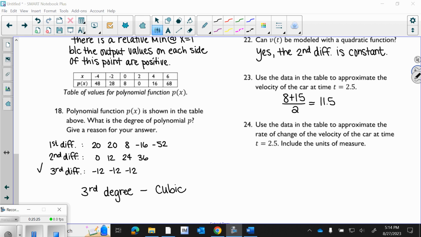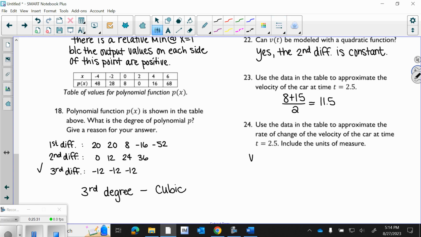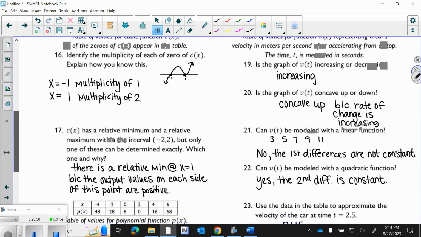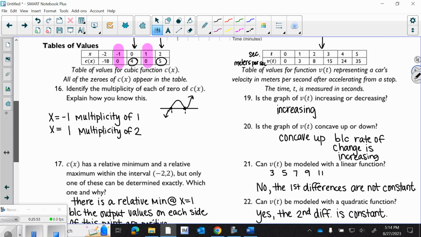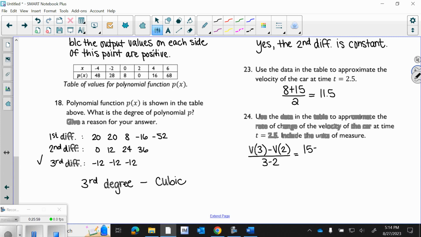So, how do I set this up? I'm going to do the velocity at 3 minus the velocity at 2 divided by 3 minus 2. This is the closest interval that I actually know values for. So the velocity at 3, if I look up here, is 15, and the velocity at 2 is 8. Three minus 2 is 1. So when I simplify this, I get 7.